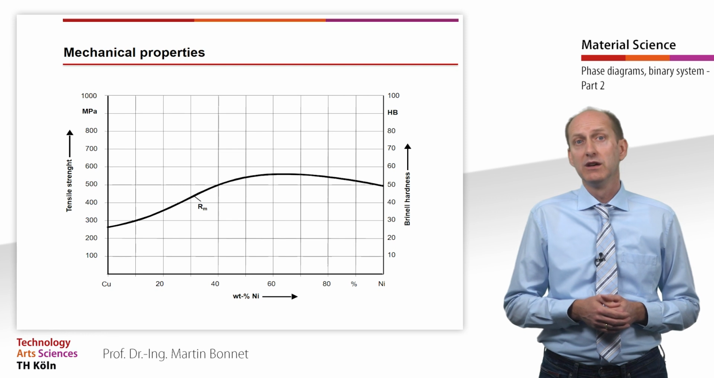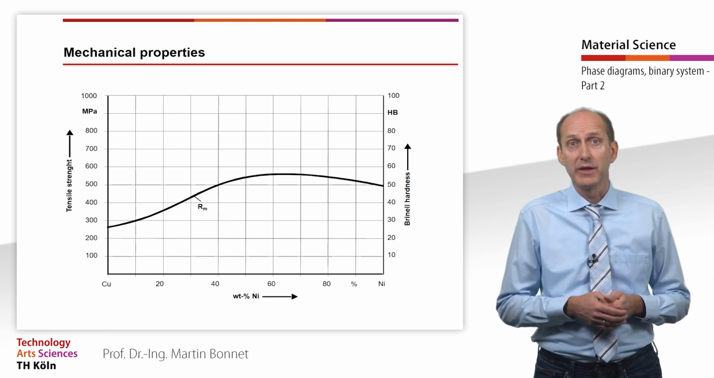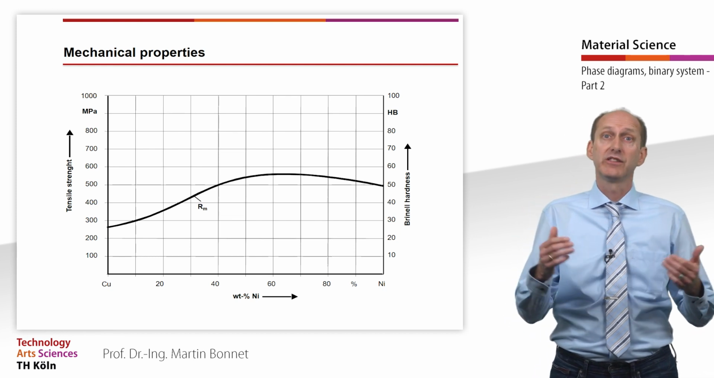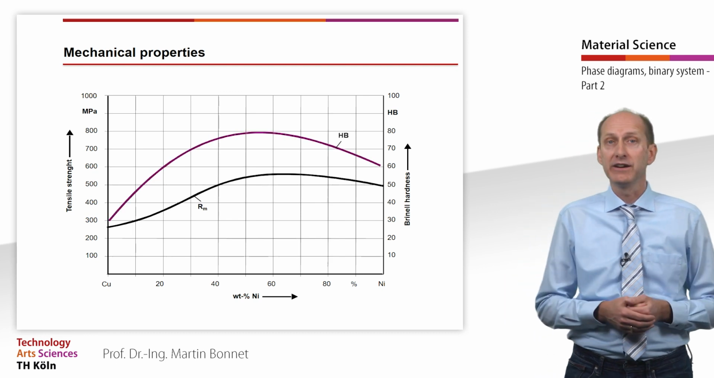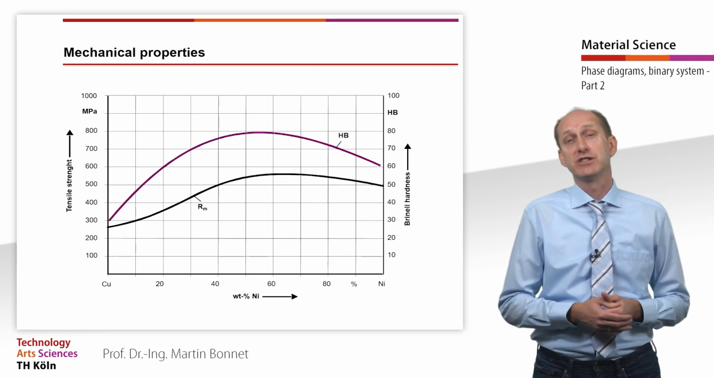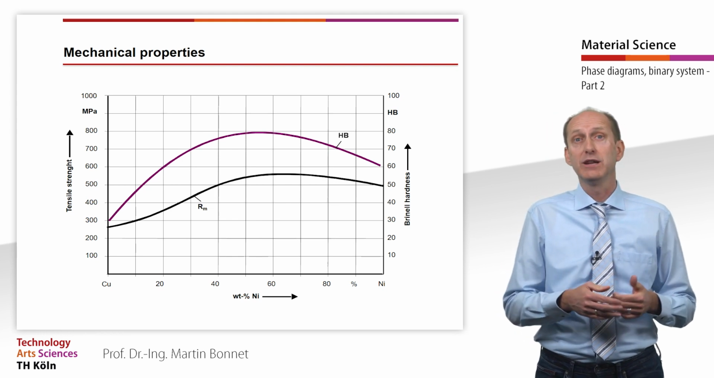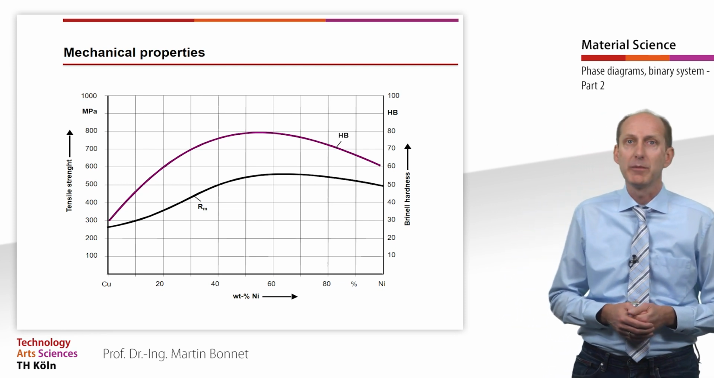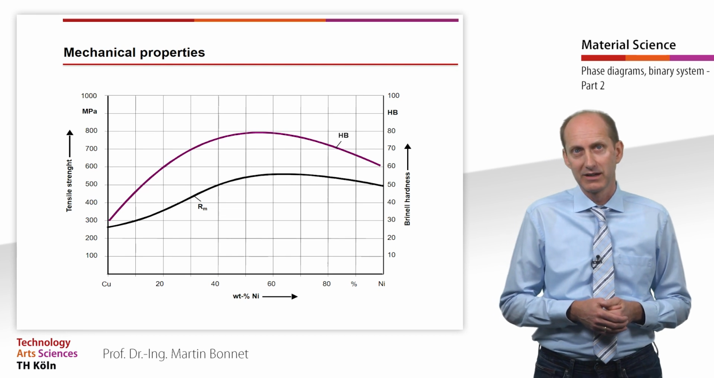nickel. Due to the introduced additional lattice distortions, the tensile strength of this alloy is higher than the strength of the two components. Quite similar is the hardness, in this case measured according to Brinell, which in any case is roughly proportional to the strength, as we will see in the coming video on time-temperature transformation diagrams.